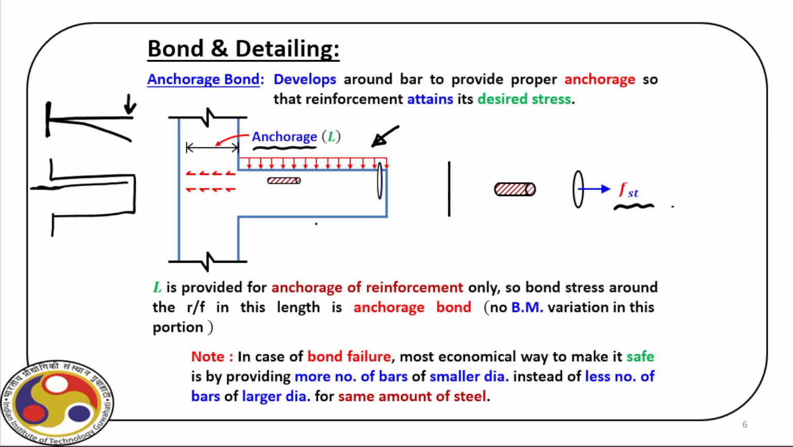Now in case of bond failure, the most economical way to make it safer is by providing more number of bars, which is obvious, because if we have more number of bars, then we will get more surface area, and more surface area will definitely develop more bond strength. And how to provide more bars? We can provide smaller diameter. Instead of less number of larger diameter bars, if we provide more number of smaller diameter bars for the same amount of steel at a particular section, the benefit is that we get more bond strength.